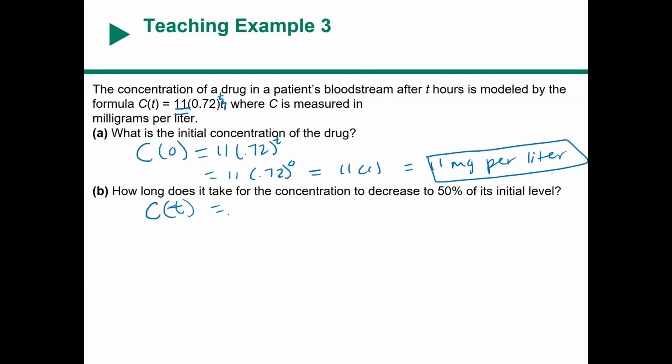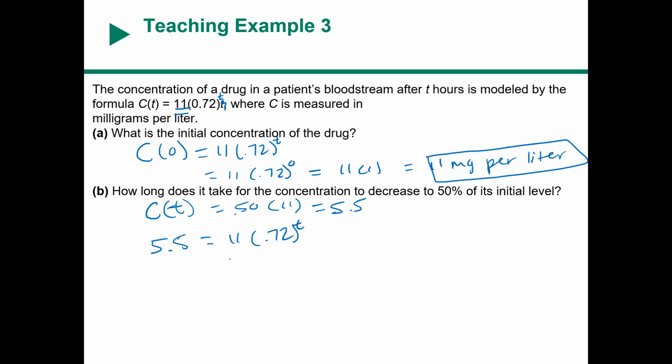So I have C of T equals, and I want it to be 50% of the initial. So 50% of 11. So I needed C of T to equal 5.5. All right, so that means I have 5.5 equals 11 times 72 hundredths to the t. And I'm going to go through the process to get it by itself.